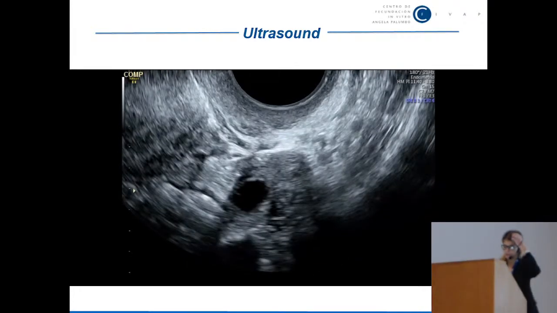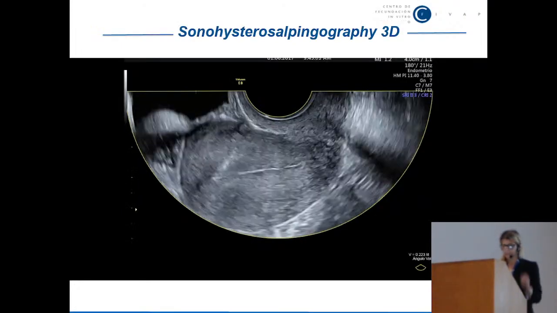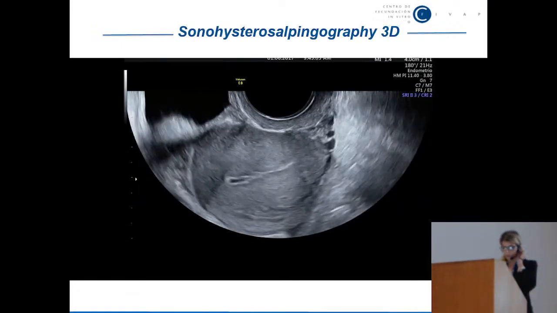But in order to study the tube properly using ultrasound, we need to inject fluid through the tube, so you perform a sonohysterography. And here you see how we do it.